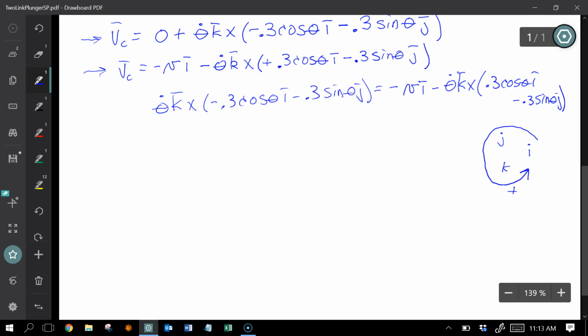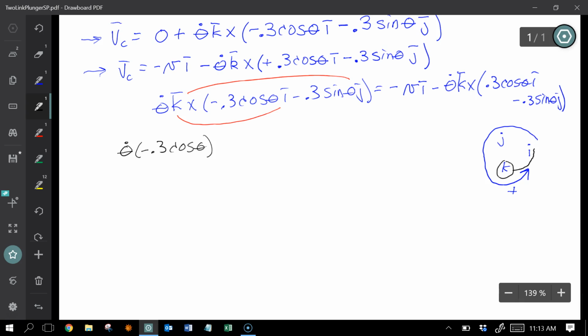I pull all of the constants, all of the numbers out front first, and I'm going to cross K with the I, and then I'm going to cross K with the J. So I'm going to do them in two pieces. I pull out the numbers first, so theta dot times a negative 0.3 cosine theta. What I'm left with is K cross I. The way I do K cross I is I start on the first vector. So I start with K, and then I cross the I. So I head towards the I in the shortest distance possible. And then I keep going, and I end up at J. And I got there by going in the positive direction. So K cross I is a positive J. You can memorize them if you want to.